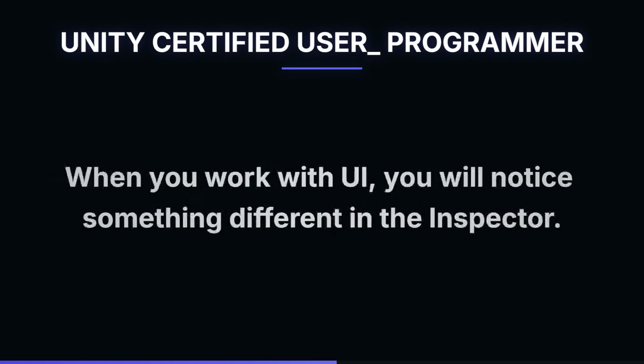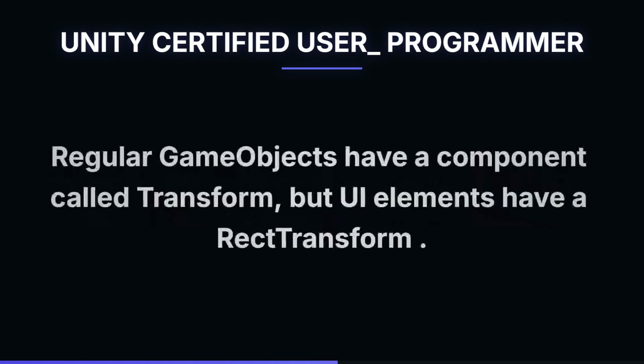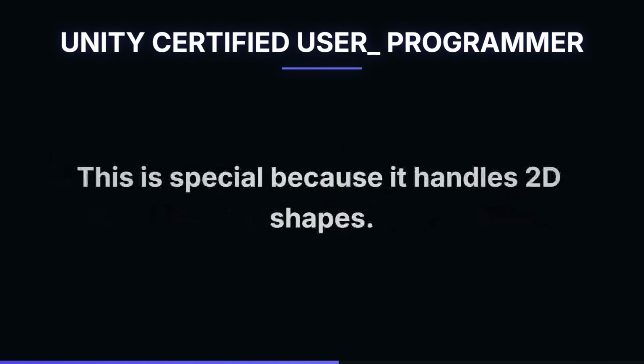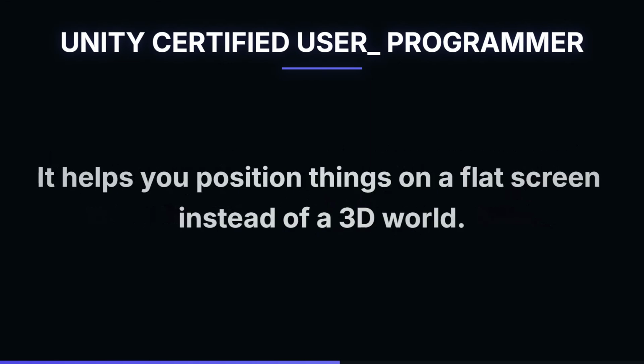When you work with UI, you will notice something different in the Inspector. Regular game objects have a component called Transform, but UI elements have a Rect Transform. This is special because it handles 2D shapes. It helps you position things on a flat screen instead of a 3D world.